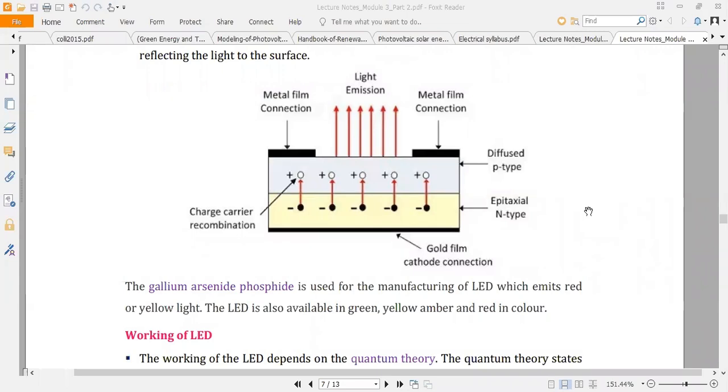N type has electrons, holes in the P type. When the charge carriers recombine, it will release energy in the form of light, due to the recombination of electrons and holes. So in this way, it is a very simple process how a PN junction diode will emit light. Okay.